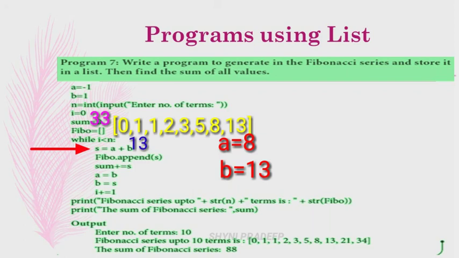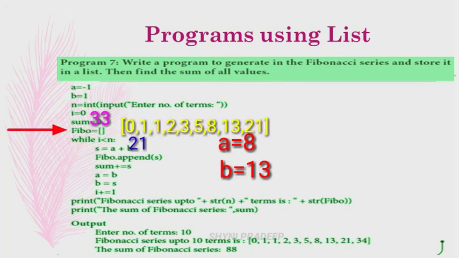See the next line. S is equal to A plus B, which means A is equal to 8, B is equal to 13. 8 plus 13, 21. So S value is what now? 21. And this value of S will be added in the Fibo list. And see the next line. Sum is equal to sum plus S. Sum value is what? 33 and S value is 21. 33 plus 21 is equal to 54. So sum value is 54.